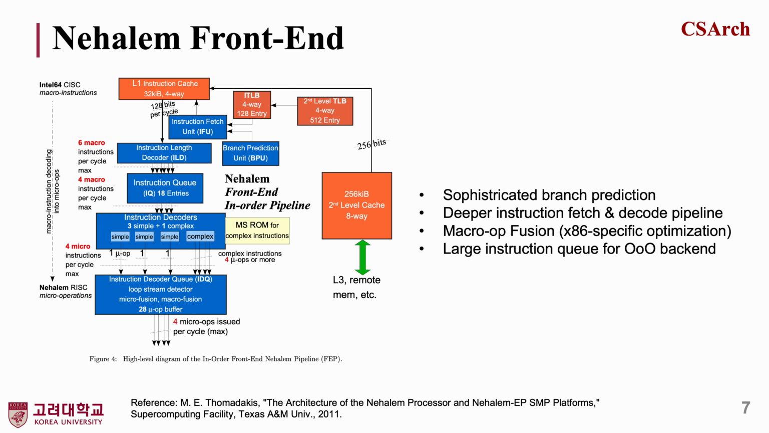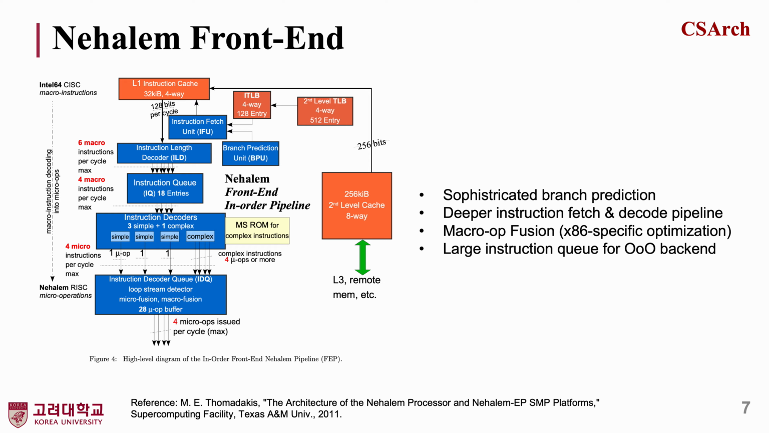I will briefly explain Nehalem's microarchitecture in these sections. First, the front end of the Nehalem processor. The front end is the stage that fetches and decodes instructions. In Nehalem, this part becomes much more advanced. Instructions are fetched from the L1 instruction cache with the instruction TLB. A sophisticated branch predictor runs in parallel, so the pipeline stays full without bubbles.